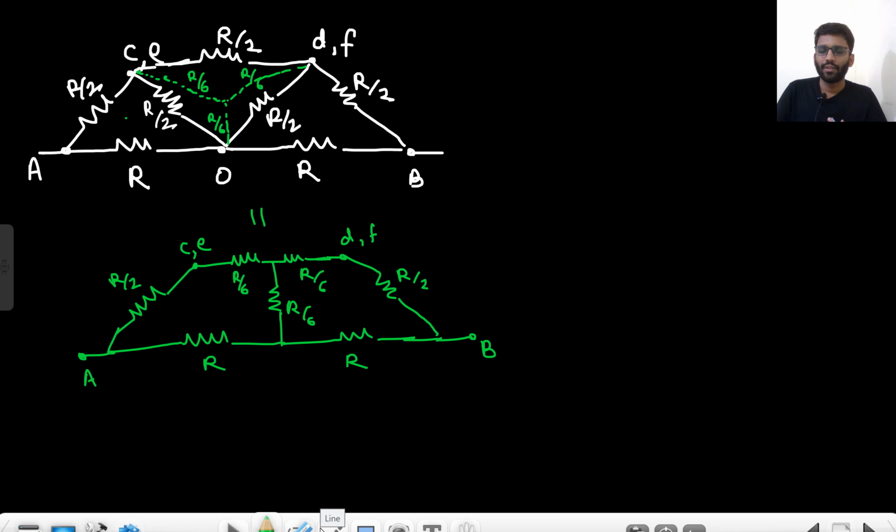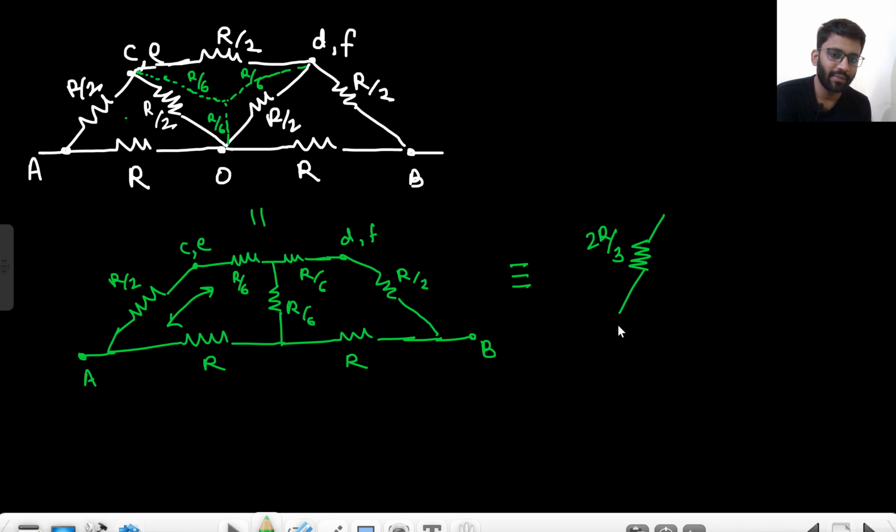Now it becomes an interesting circuit. How? This R by 2 and R by 6 will become 4R by 6, that means 2R by 3. Both of them are in series, na? These two are in series. 2R by 3. In between, then we have a point A. Then we have a resistance R.